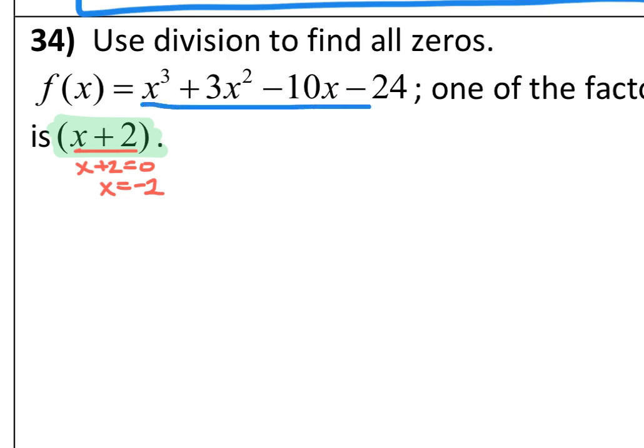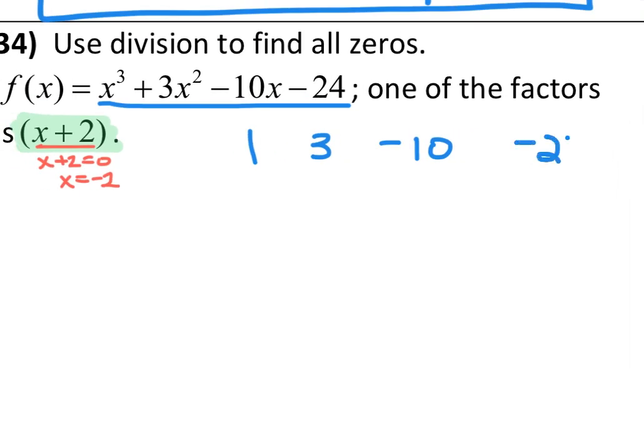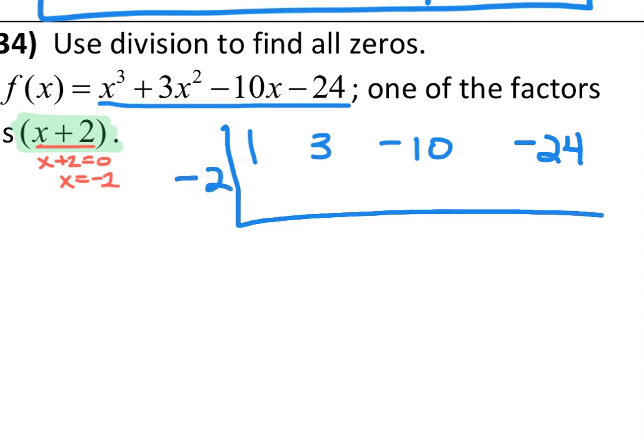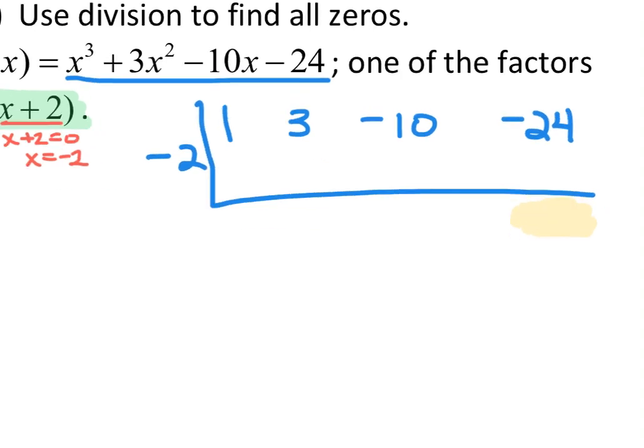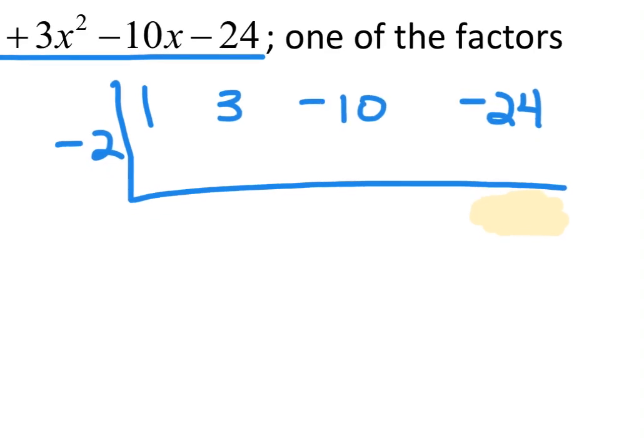I've got a third degree polynomial. There's no missing terms. So I'm going to divide 1, 3, negative 10, and negative 24, and I'm dividing by negative 2. Remember that your remainder, the number that you get in that very last spot, will end up being 0. So here's my division process.